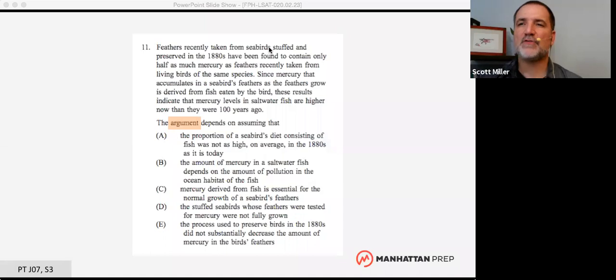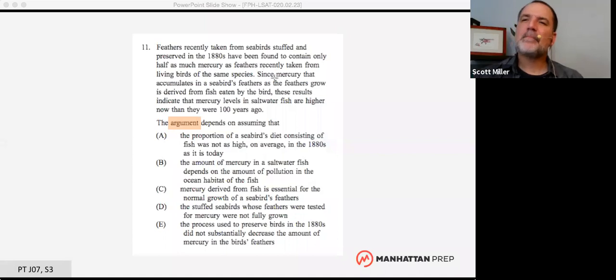Feathers recently taken from seabirds stuffed and preserved in the 1800s have been found to contain only half as much mercury as feathers recently taken from living birds of the same species. Okay, so we're comparing the stuffed birds from the 1800s to living birds, and we're saying that there's a difference in the mercury. Now that sounds factual, right? It doesn't sound like a claim. It doesn't sound like something you have to convince me of. It sounds like a fact, evidence.